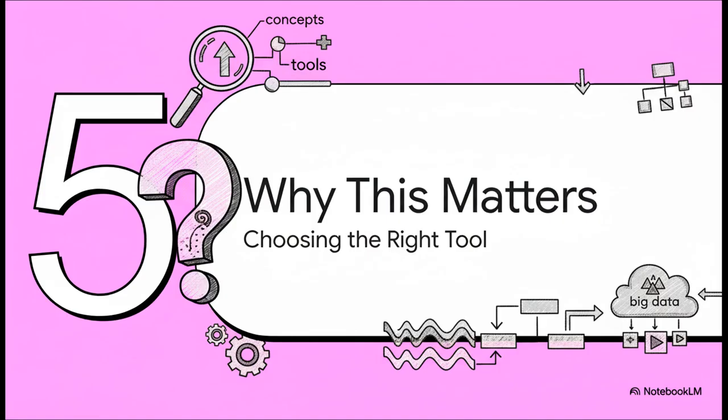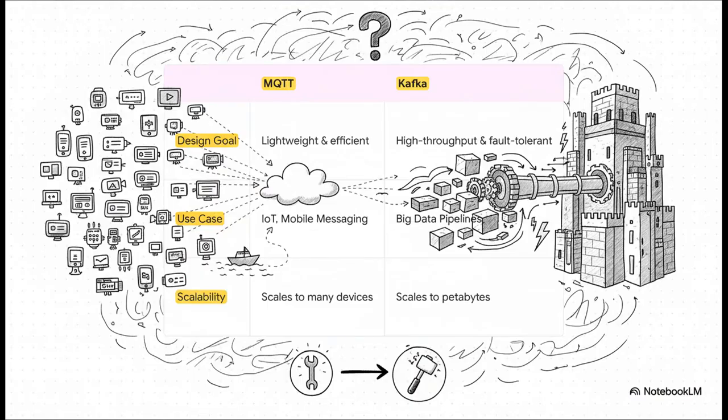Okay, so we've gone through all these concepts, these different tools. What's the big takeaway? Why does any of this matter? Why bother with all this complexity? And here's the bottom line. Data ingestion is not just about moving stuff from point A to point B. It's about taming chaos. And you do that by picking the right tool for the job.